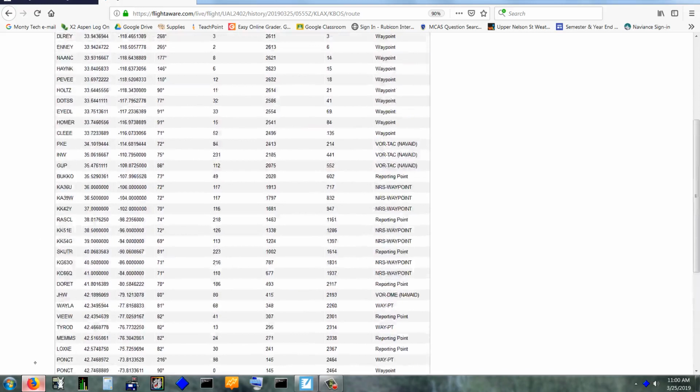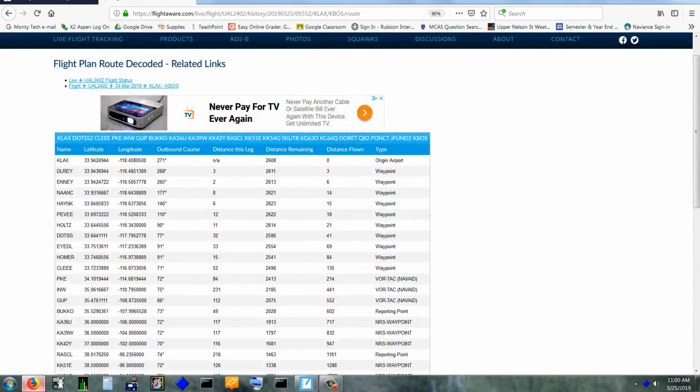Okay, any questions on that idea? So we have a direction and we have a speed. For our purposes, we're going to assume the speed stays the same. This plane probably changes speed as it's taking off and landing, but that's a little more complicated.